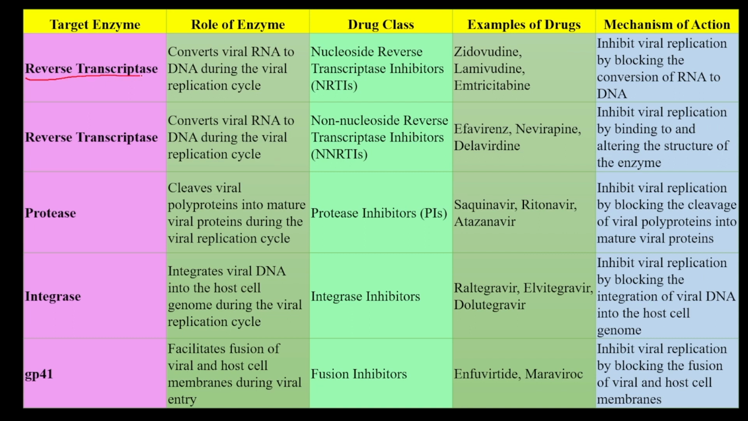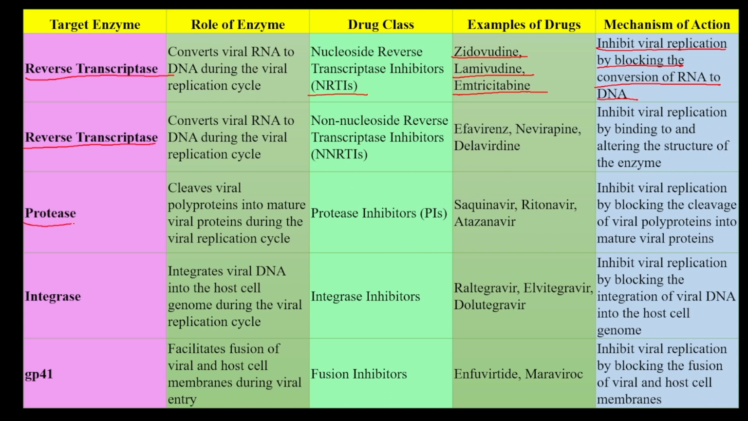So you can have the reverse transcriptase. You can use nucleoside reverse transcriptase inhibitors. The examples are zidovudine, lamivudine, and emtricitabine, and they inhibit replication by blocking the conversion of RNA to DNA. Then we can also use non-nucleoside reverse transcriptase inhibitors, and they inhibit replication by binding to and altering the structure of the enzyme.